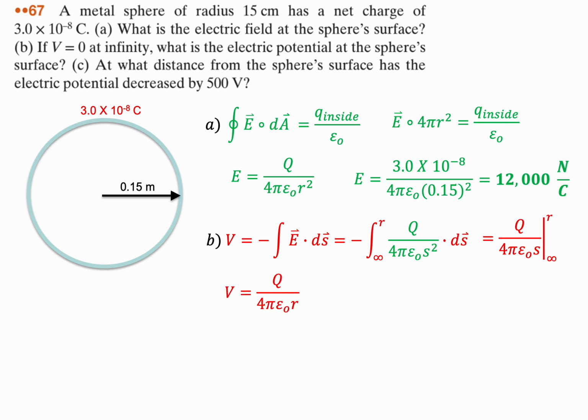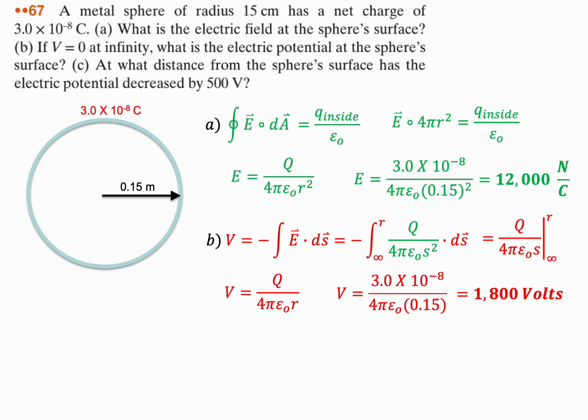And so I think most of you are comfortable at this point realizing, oh, electric potential is just going to be this. Finally, plugging in our numbers to find the electric potential at the surface of the sphere. Charge is given, radius is given, and if you solve this, you'll discover the potential at the surface of the sphere is 1800 volts.